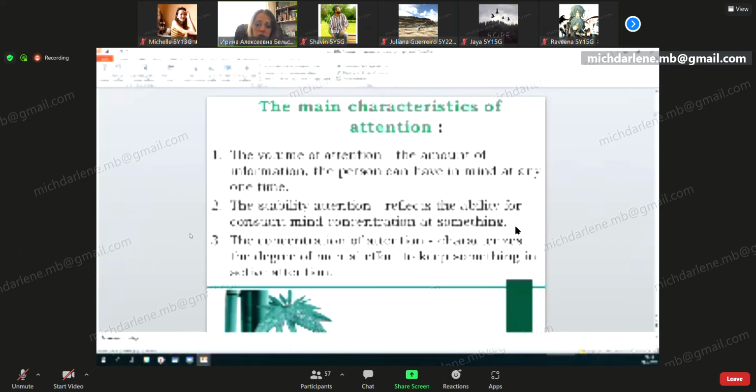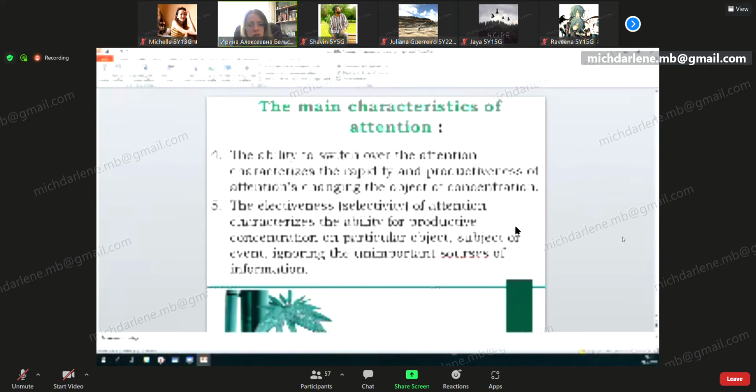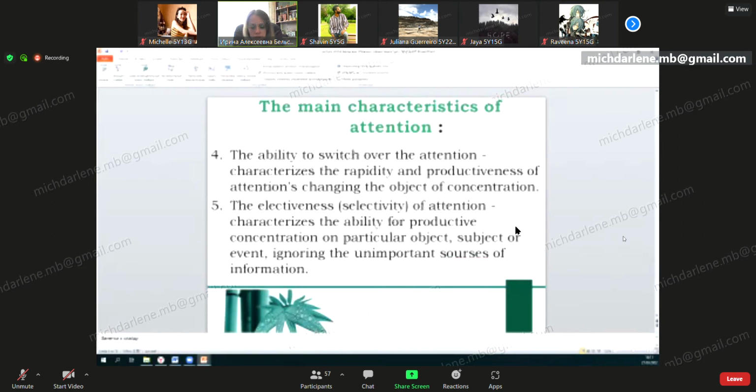And concentration of attention, it's a specific psychological phenomenon which characterizes the degree of mental effort to keep something, for example, information or kind of activity or subject, in your active attention, in your working level of attention. So, concentration of attention. The selectiveness of attention is a specific psychological phenomenon which characterizes the ability for productive concentration on a particular object or event, and at the same time the person will ignore the unimportant irritants, unimportant information in this situation, this condition. It's the selectiveness of attention.